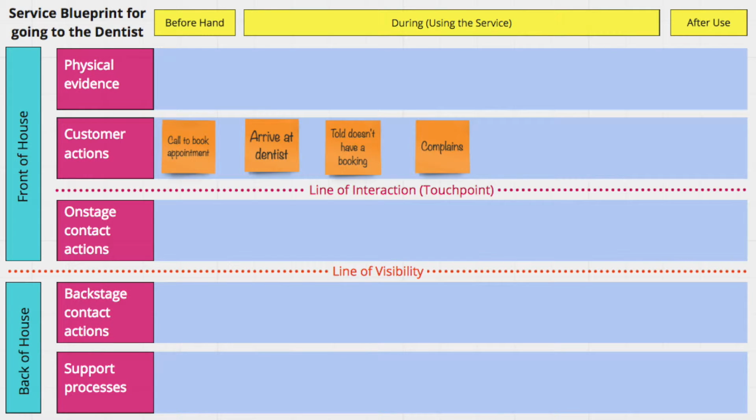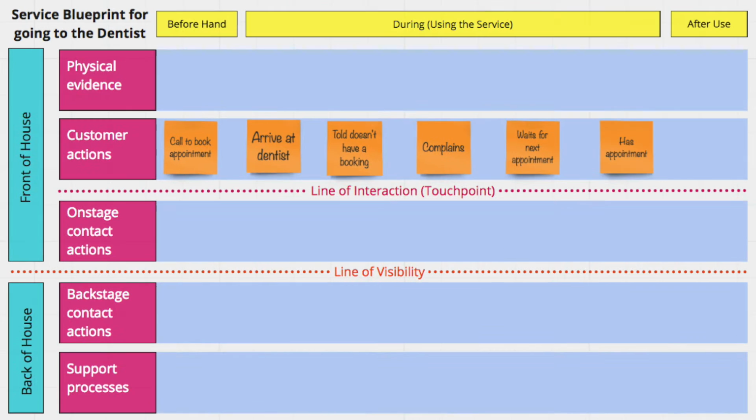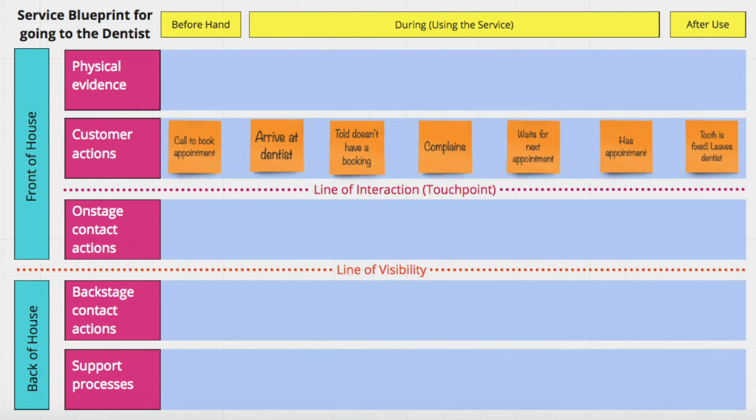So the customer will complain and wait for a new appointment. After waiting, the guest will have their appointment. The patient will get their tooth fixed and will leave the dentist office. So these are the steps of the customer actions while making a dentist appointment. Now remember, it is always important to start with the customer's actions.